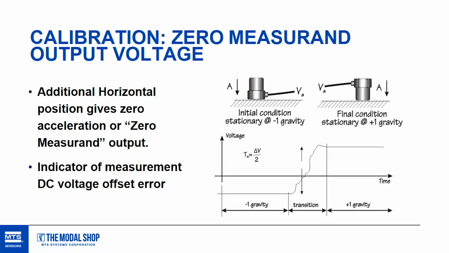So ultimately what you're seeing here is how much output this sensor has when it should have zero acceleration. So it's a DC voltage offset that you can measure on your sensor. It's an effect of the alignment of the sensing element inside the sensor, and really just the structural alignment of the base of the accelerometer.